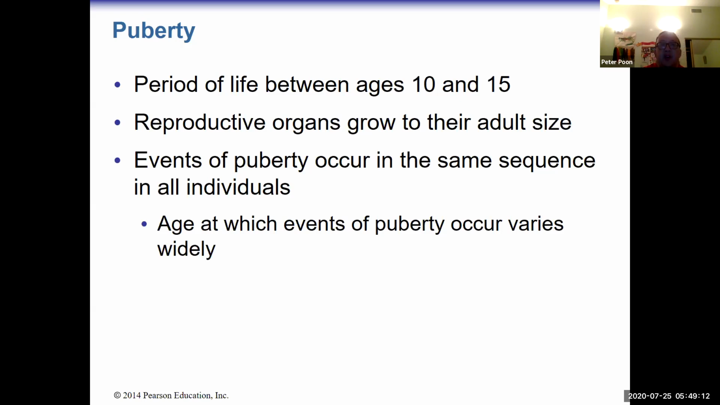Puberty is a period of life between ages 10 and 15. In females, it starts earlier. In males, it starts a little later. The events of puberty occur in the same sequence in all individuals. The age at which puberty occurs varies widely. It actually depends a lot on nutrient levels in the body. Back 300-400 years ago, it was not uncommon for females to hit 15, 16 before they hit puberty, because they just didn't have enough nutrition.